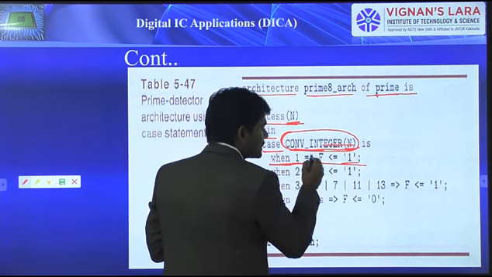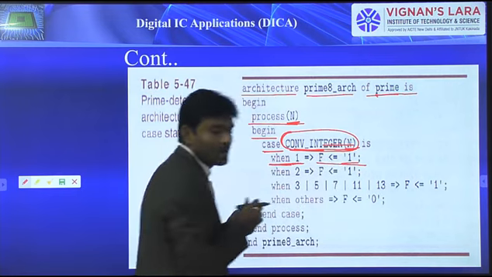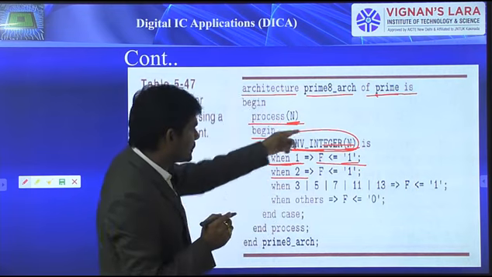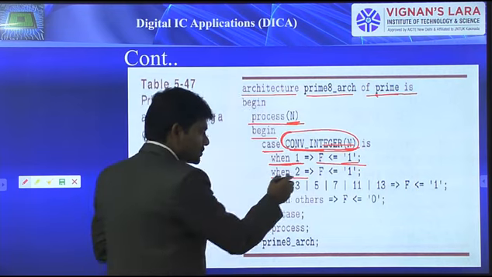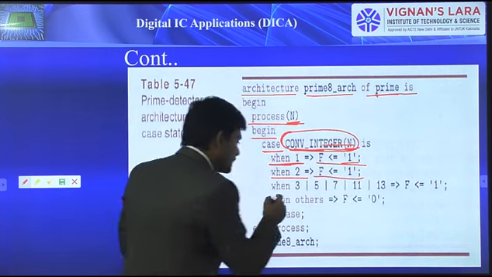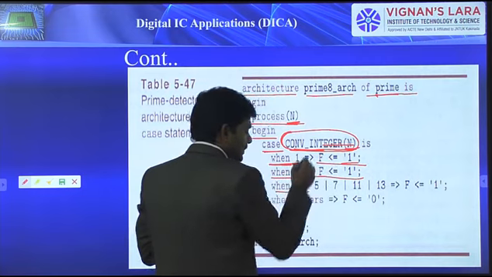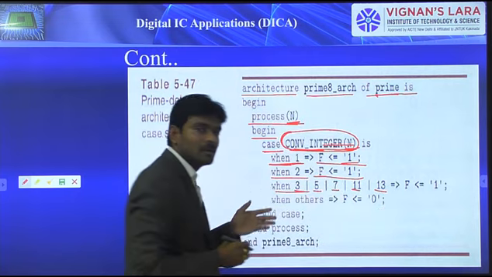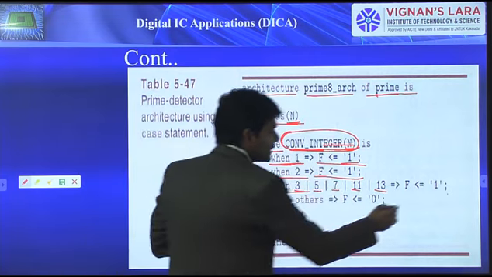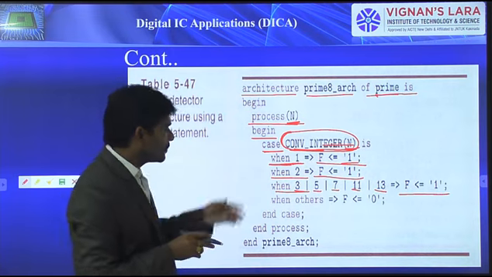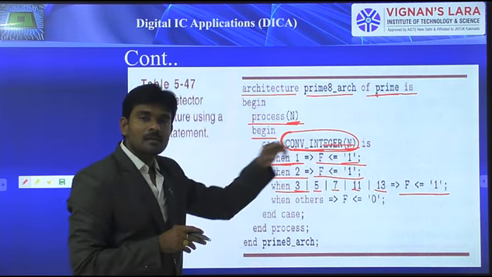So: when 1 => f <= '1'. Then the second combination, when 2: if the value is 2, then in this case also that sequential statement is going to execute. Else, when the value is 3, 5, 7, 11 or 13, for all these combinations this sequential statement executes: f <= '1'. All of these are prime numbers.